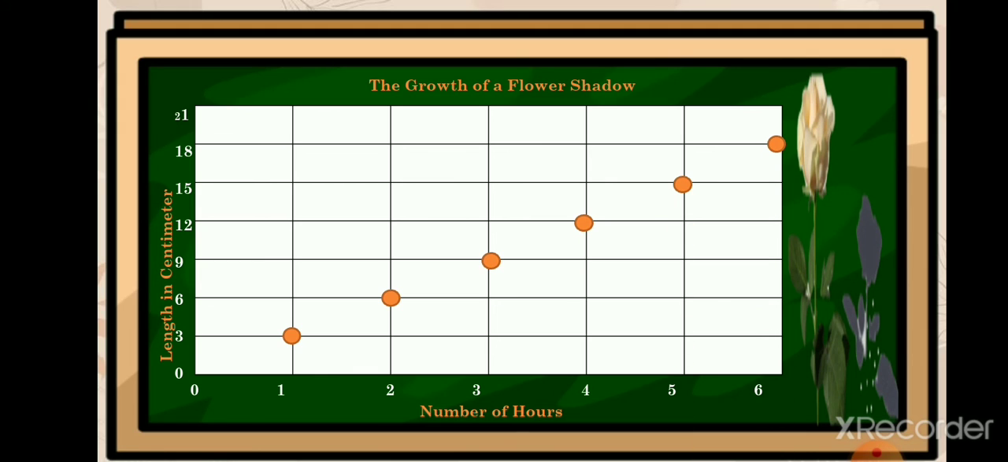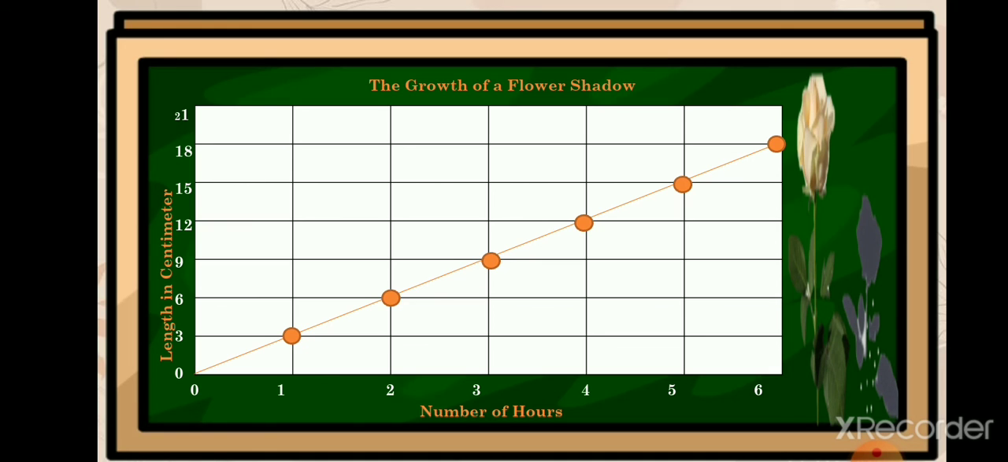Since our measurements were taken on the hour, the dots are placed above the numbers denoting the time. The shadow of the flower continuously grows throughout the entire time. It grows during and between the times of the measurements. Since the growth is continuous, we represent the continuous growth by connecting the dots and forming a solid line. And this is now our continuous data line graph.